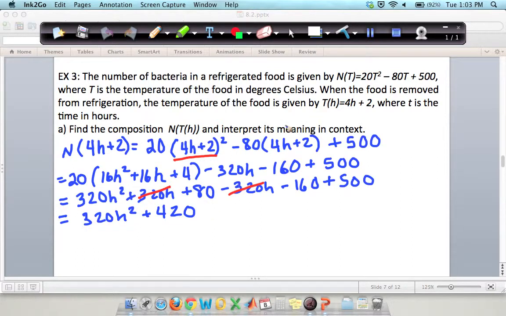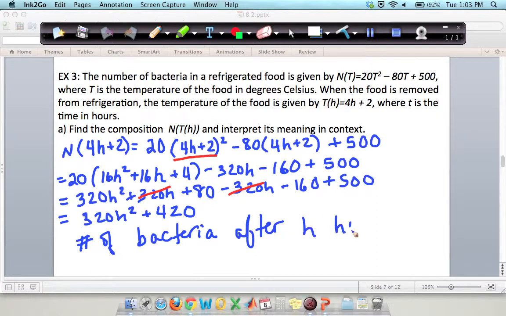Then it says interpret its meaning. Basically, what this means, n is the number of bacteria, and h is the time in hours. So this formula right here tells us the number of bacteria that's in the food after h hours. So now I wouldn't have to first find the temperature based on the hours and then plug in the temperature to find the number of bacteria. I can just plug in directly the hours and find the number of bacteria. So it makes it a little bit simpler. It's a one-step process versus a two-step.